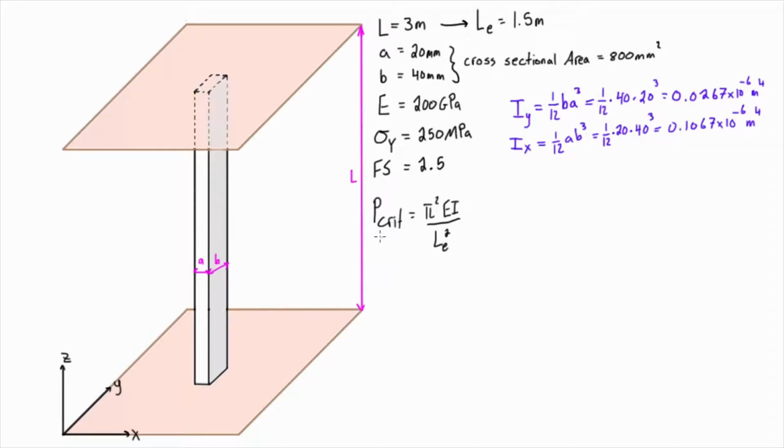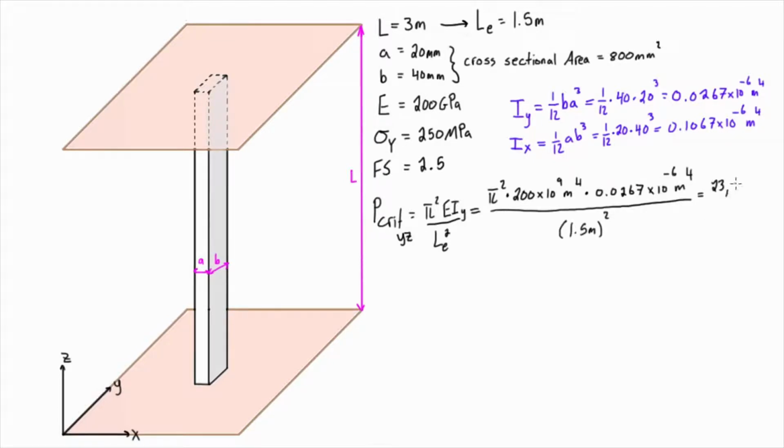So let's take a look at buckling in the YZ plane first. We want to figure out what the P critical is in order for that buckling to happen. So we're going to have to use the subscript here for I, Y, the moment of inertia about the y-axis, when we're dealing with buckling going like that. All right, so when we have all of these values, we have the effective length, we have the moment of inertia, we have E, we have pi, obviously. So we're going to find that the P critical in the YZ direction is 23.4 kilonewtons.